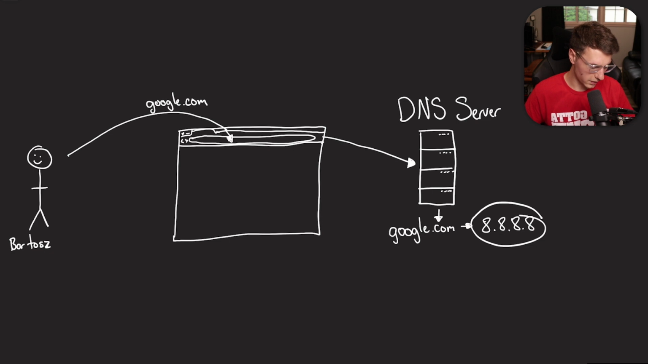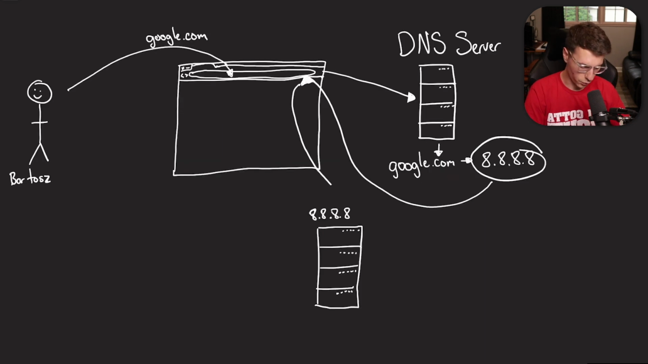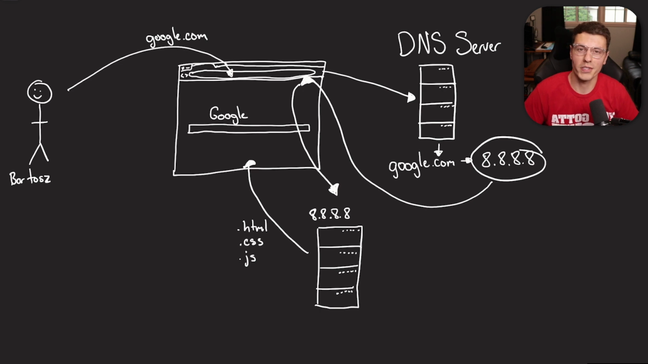So the browser then takes that IP address, and now it knows where to go to get the information for the Google webpage. So it goes to a server on the IP address 8.8.8.8 and retrieves all the HTML, CSS, and JavaScript that it needs in order to display that Google web page.